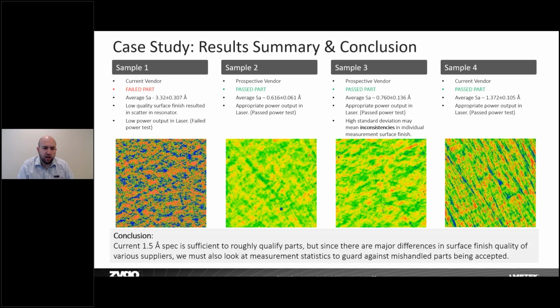So in conclusion, we realized that the current angstrom and a half specification is probably sufficient to be able to tell a good part from a bad part in most cases, but then also taking it a step further and looking at some of the statistics from measuring multiple areas and seeing how consistent it is. This allows you to see if there's variation across the surface that may help find some potential defects that might not have been captured just by a single measurement.